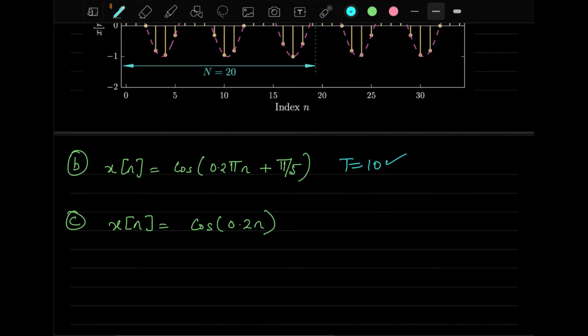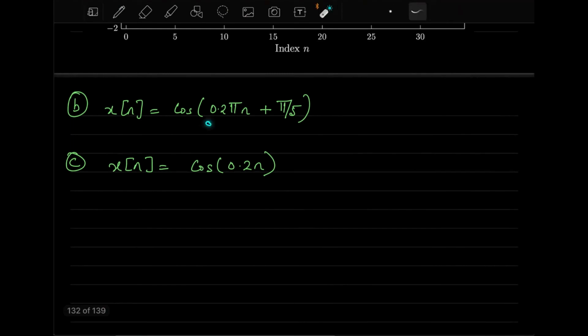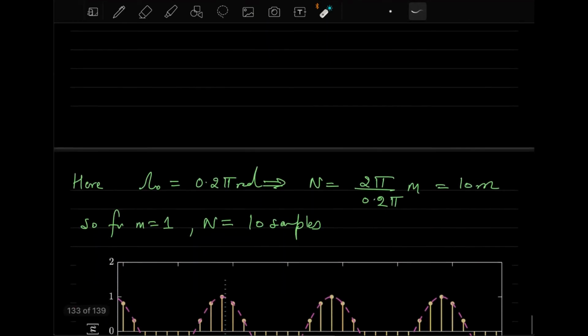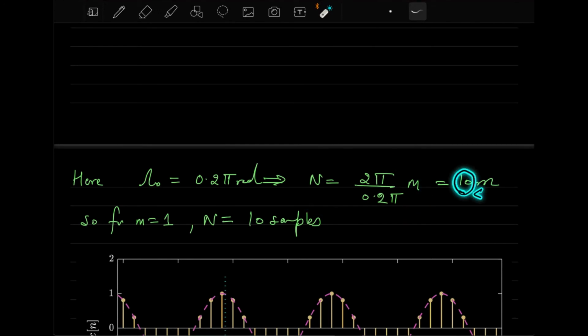Okay. So let us discuss this so that everybody will be on the same page. For the first example, as simple as that, you compare it with the 0.2 pi. This is basically your omega naught in the discrete time. Once you apply that constraint which we have already discussed, you will get 10 m here. So what is the minimum value of m that can make this particular signal periodic? That value is m equal to 1.